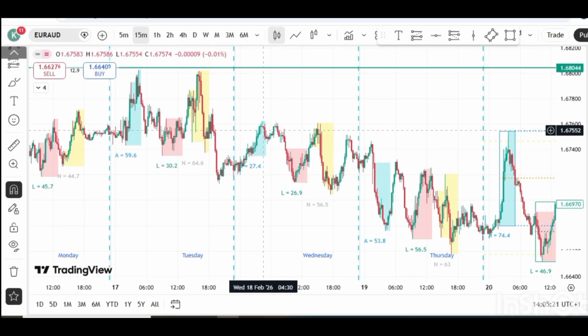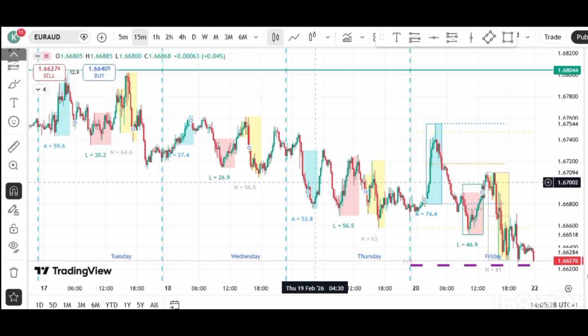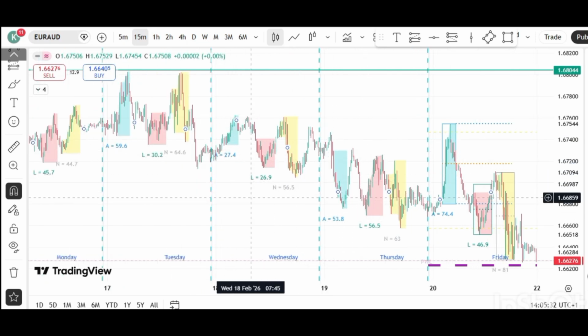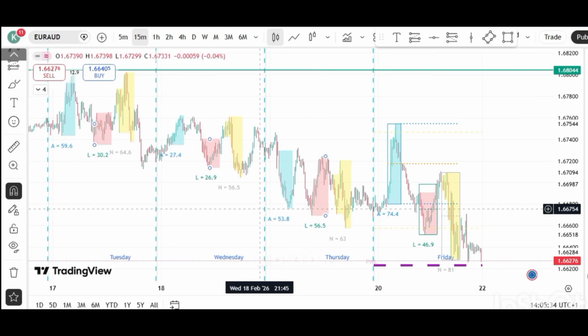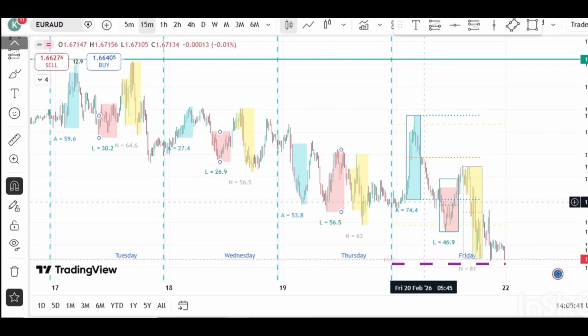After this, I got this peak formation, but I had to leave this trade because you see the creeping movement, and that closed this trade earlier than I expected. But actually, later I entered this trade. I actually took the trade later on Friday, our Asian range.